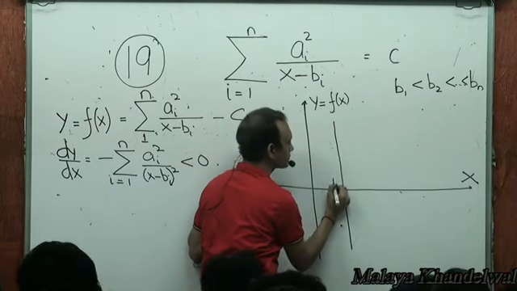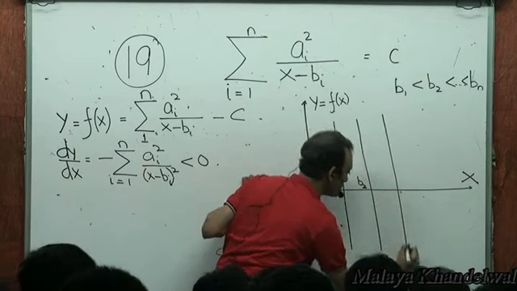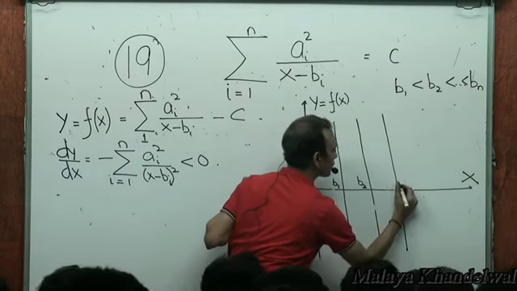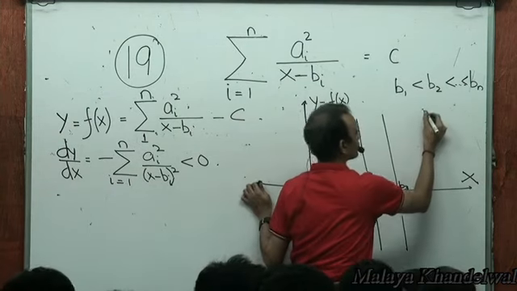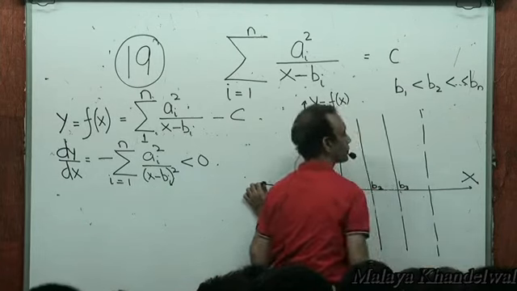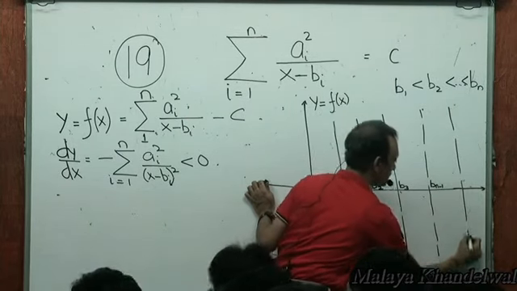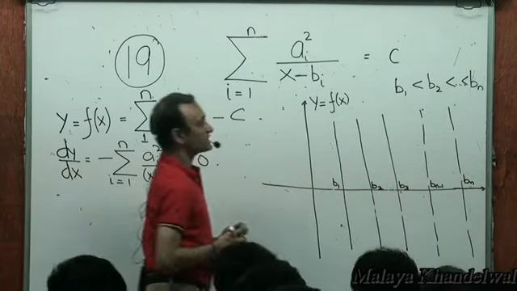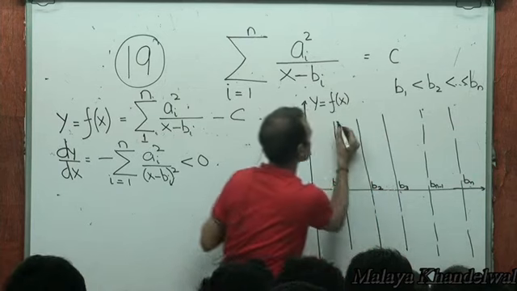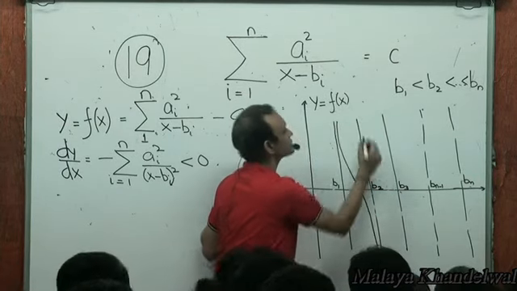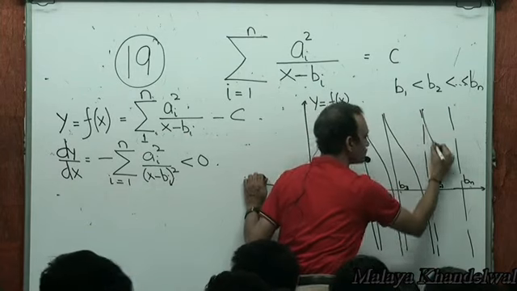Say this is b1, this is b2, this is b3, going this way, this is bn minus 1, and this is x equal to bn. Right? You would expect between b1 and b2, the graph to be like this. Between b2 and b3, the graph to be like this. Between b3 and b4, the graph to be like this. Between bn minus 1 and bn, the graph to be like this.